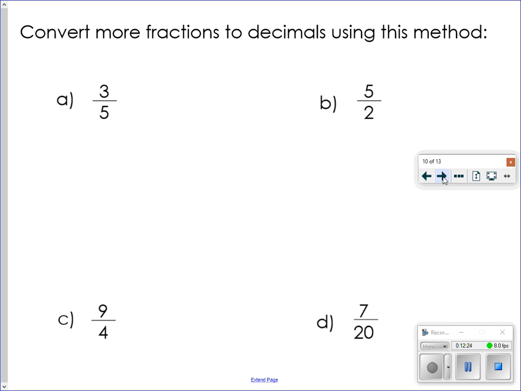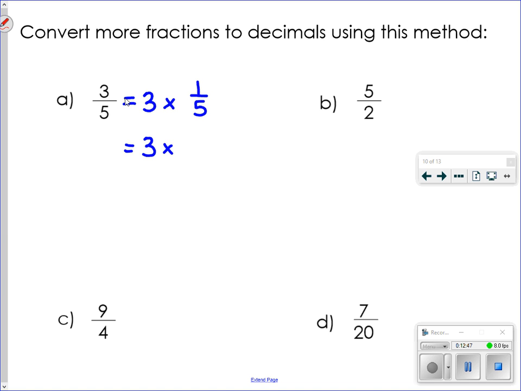Let's try a couple of those, see if you can figure this out. Okay, so we're going to convert more fractions to decimals using that method. Okay, so 3/5. What this really means is 3 1/5. Right, okay. So what this really means is I've got 3 whats. What is 1/5 written as a decimal?